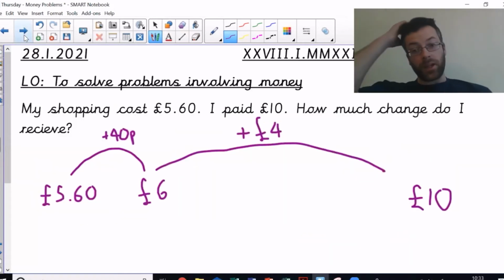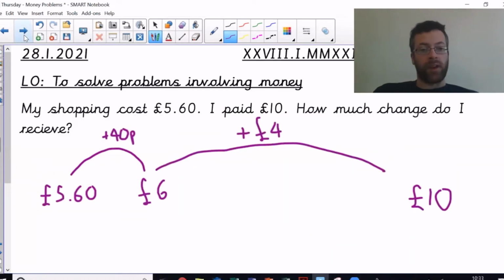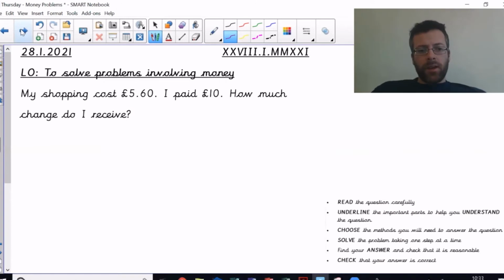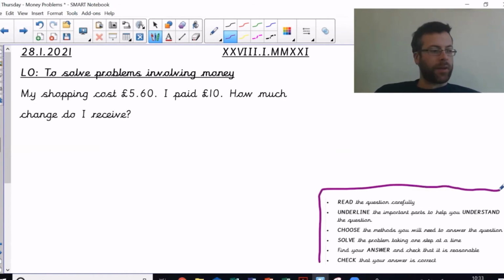Okay, so some questions are going to be a bit like that in Ready. Now, it is all going to be word problems today, and we need to look at this. So anytime we get a word problem, we need to do these steps. So we need to read the question carefully. We're going to underline the important parts to help us understand. We're going to choose the methods we'll use to answer the question. Find the answer and check that it's reasonable, and then we're going to check that our answer is correct.